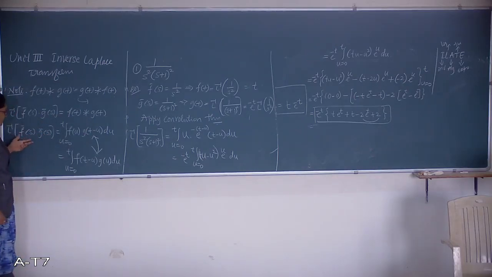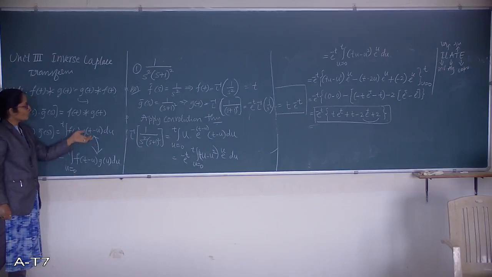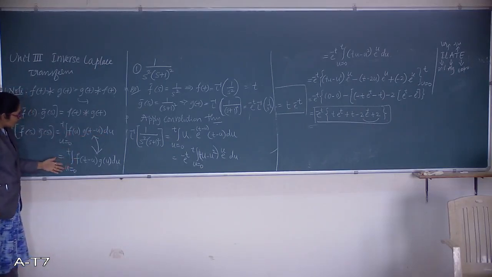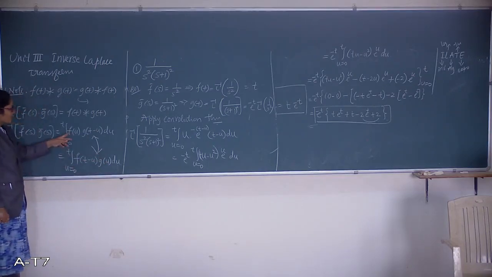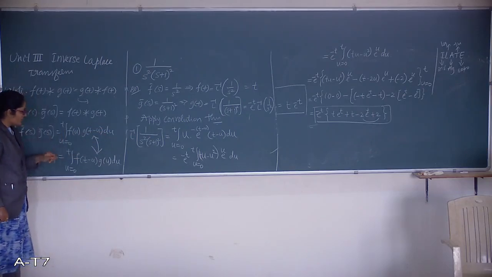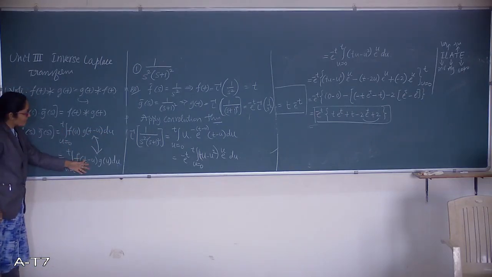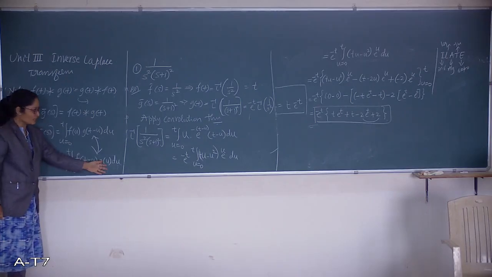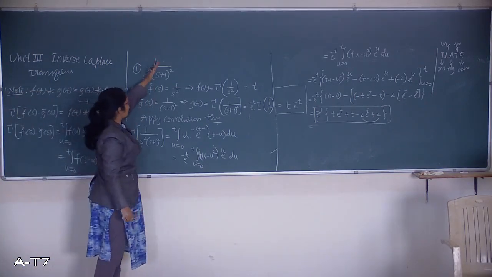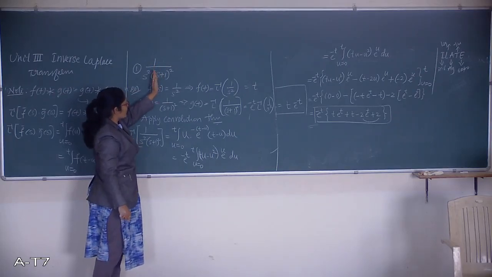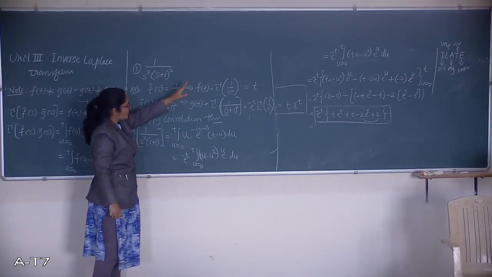And the third one, this can be written as integral of u from 0 to t, f of u, g of t minus u, du, or it can be written as f of t minus u, g of u, du. In short, the first term can be written as u, second as t minus u, or the first term can be written as t minus u, second term in terms of u. Then split the given function so that the standard formula can be implemented.